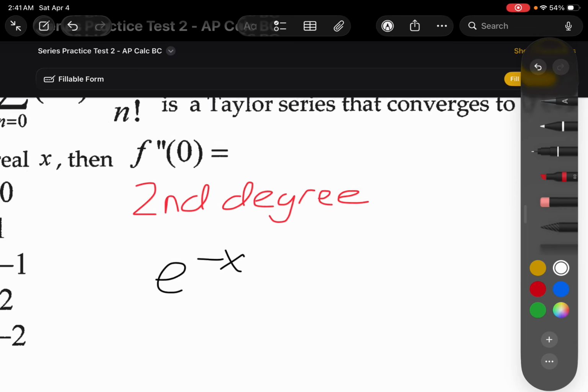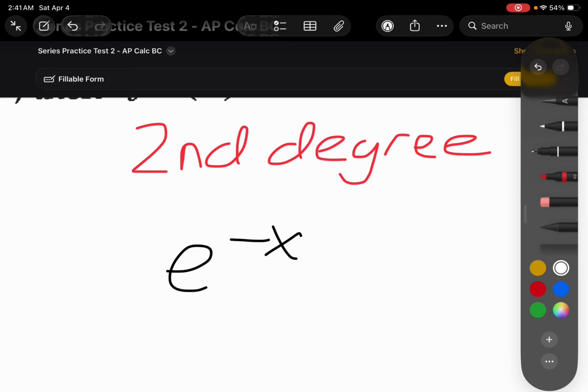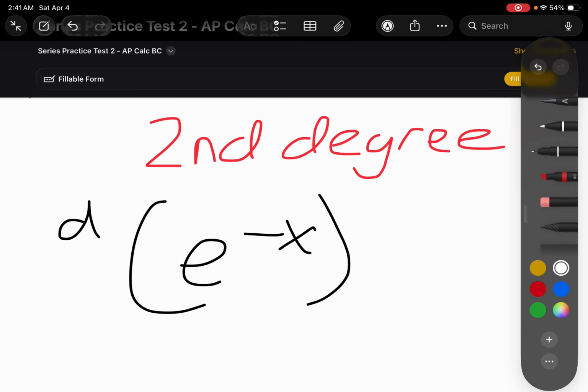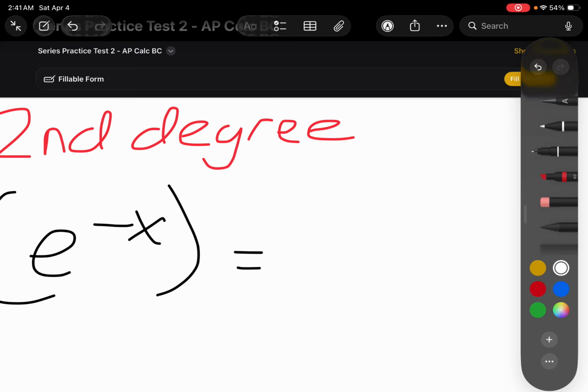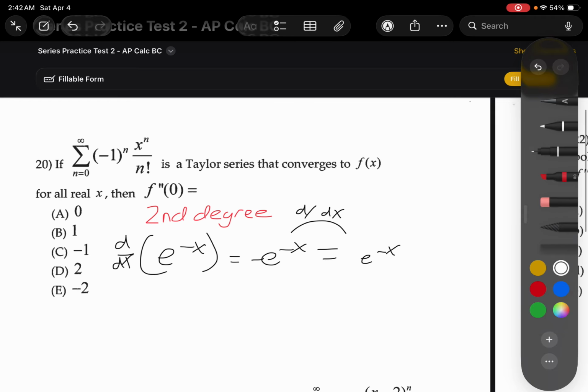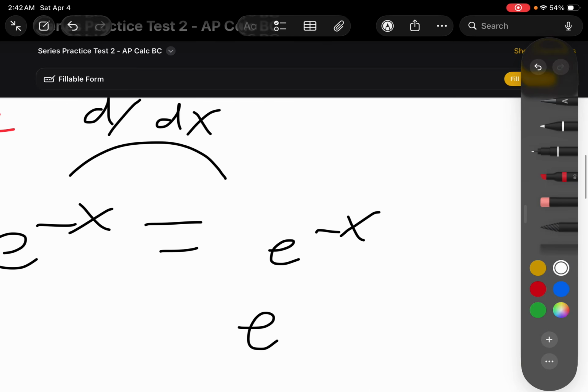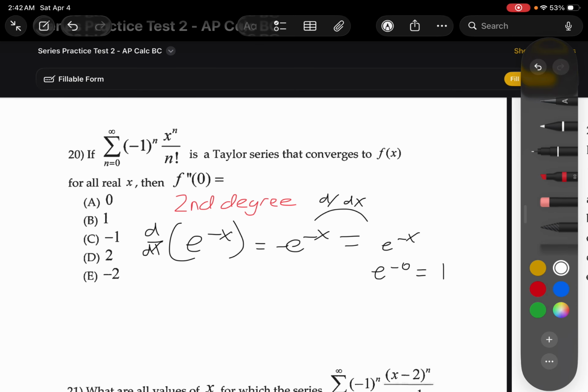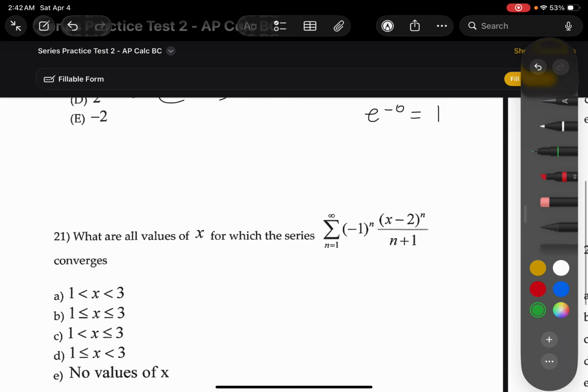So what we're going to do first, since it's asking for the second degree, or f double prime, we're going to derive that. Our first derivative for e to the negative x is going to be negative e to the negative x. Then we're going to derive that again, which is just going to be e to the negative x. So e to the negative 0 is just 1, because anything to the power of 0 is 1. So our answer is going to be B. Very, very simple. For 21, what are all values of x for which this series converges?